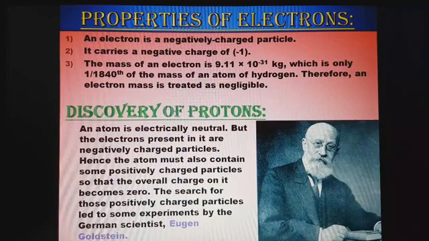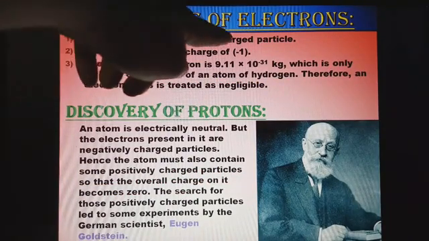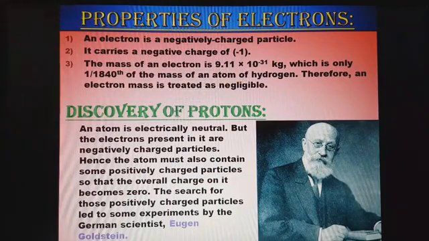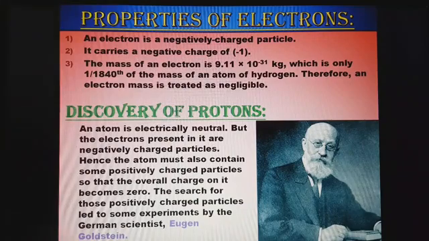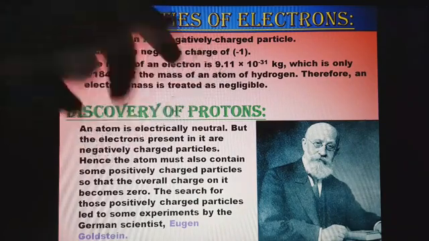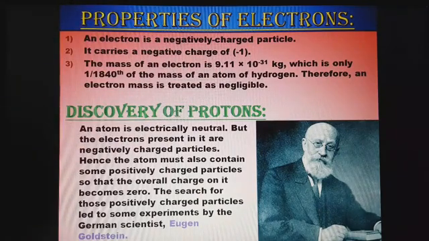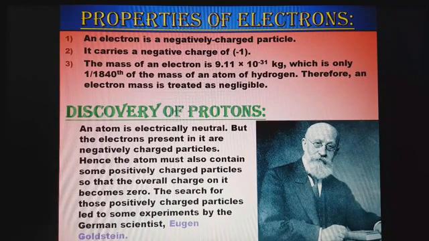Next, properties of electrons. The very first property: an electron is a negatively charged particle. Second property: it carries a negative charge of -1. Third, the mass of an electron is 9.11 x 10^-31 kg, which is only 1/1848th of the mass of an atom of hydrogen.